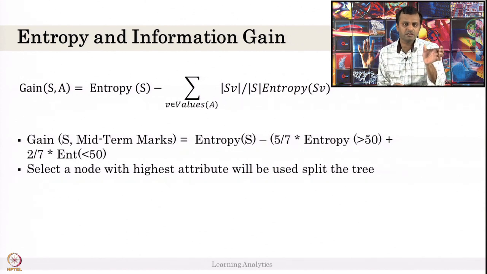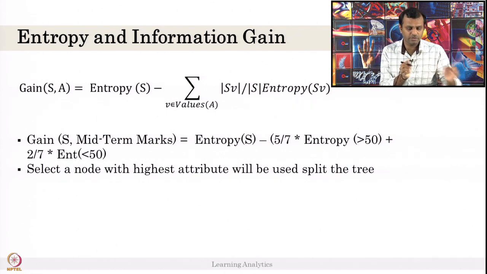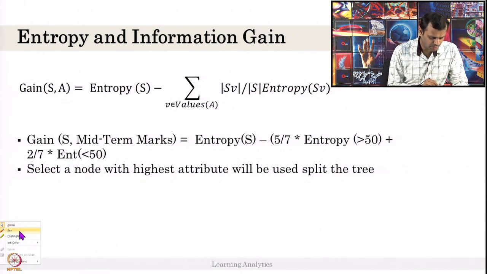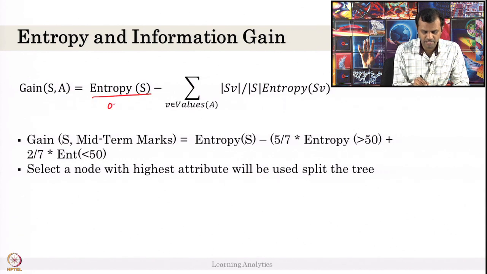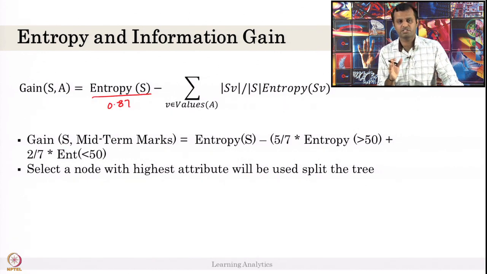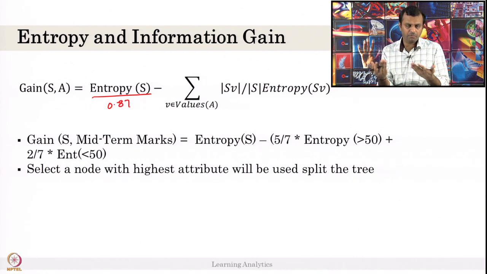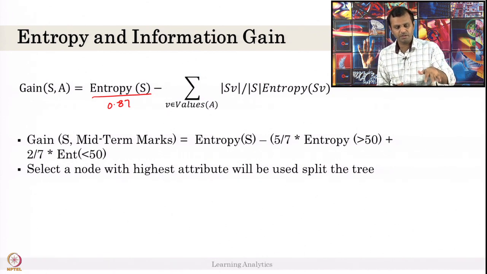It takes the entropy of the complete set, without making any decision. That is the root. So the entropy of the complete set is 0.87. I'm not taking any decision, just given a particular student, I decide whether the student will pass or not. I'll be right about 71% of the time, that is 0.71 probability, but we want a better classifier, right?